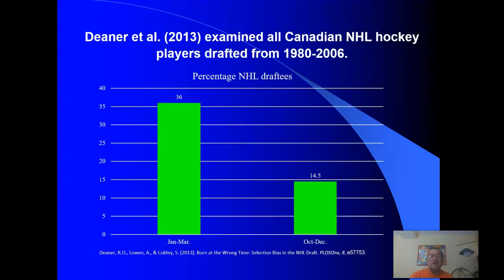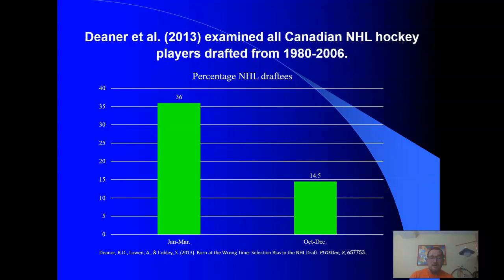If you look at Canadian National Hockey League players, these are professional hockey players drafted between 1980 and 2006. Notice the study came out in 2013 using data from a period about 20 years prior to that. And the data cover 16 or 17 seasons.